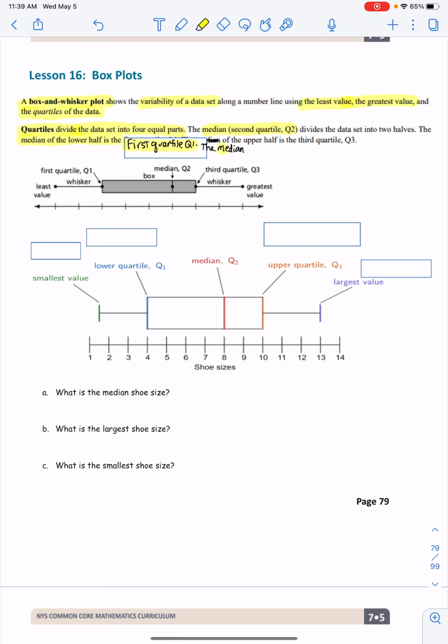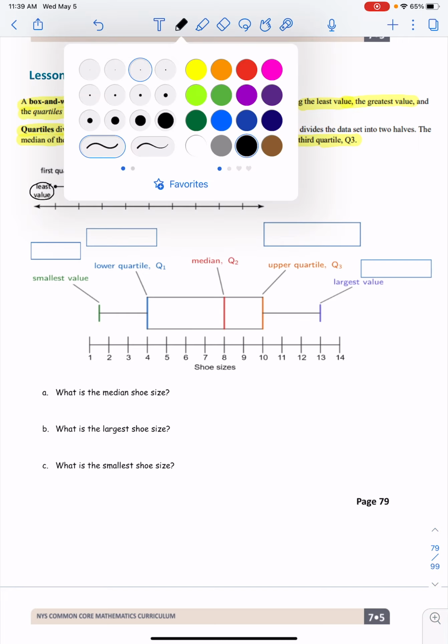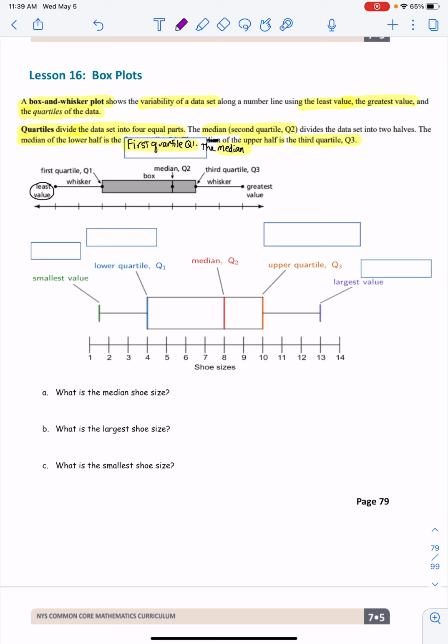The median of the upper half is the third quartile. Okay? And then you have the lowest, smallest value and the largest value. So as I'm looking at this box plot, this first one, we have our smallest or least value. I'm going to change colors so that you can see this.